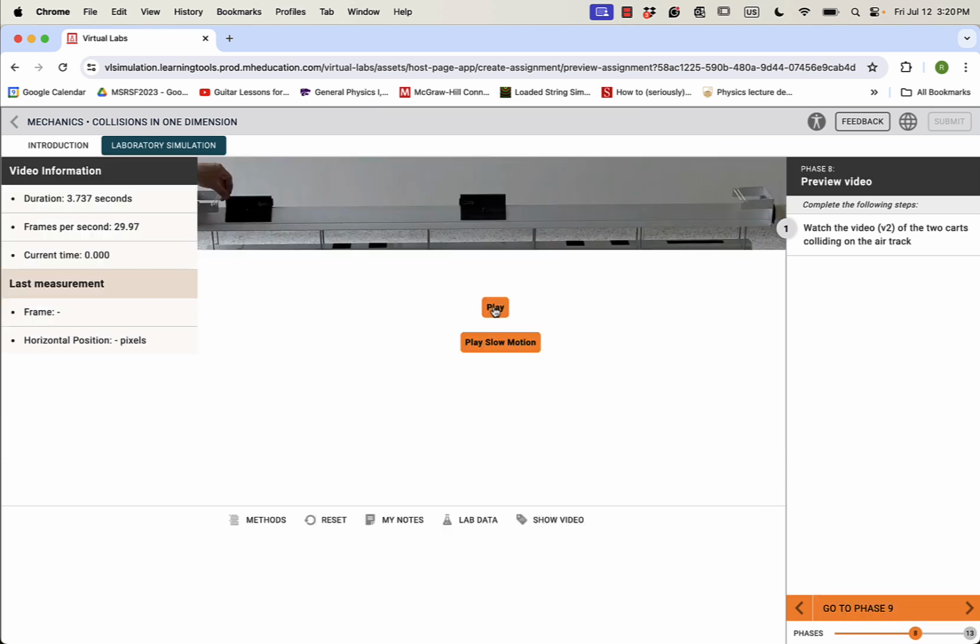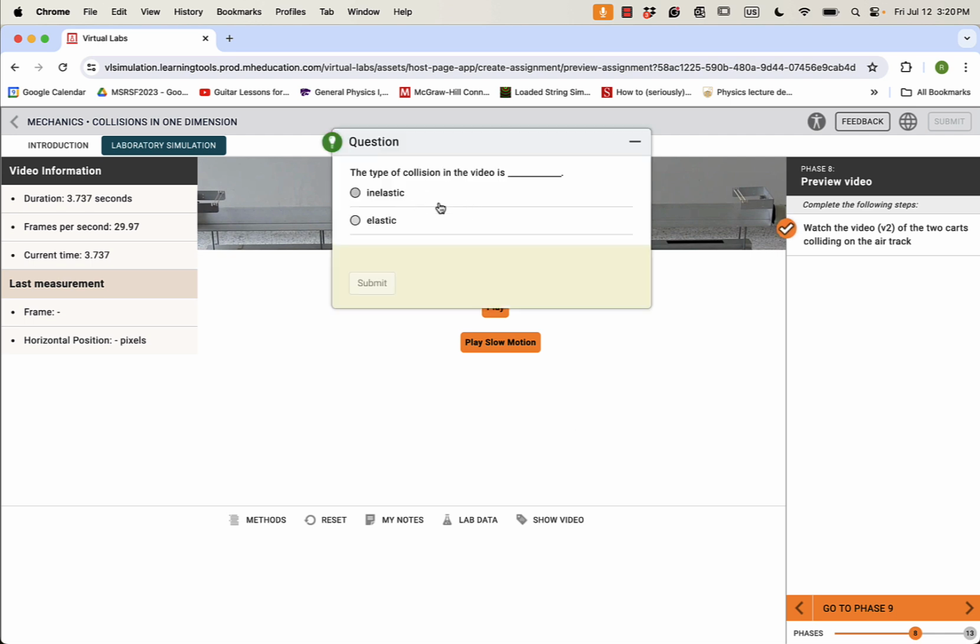So play this. In an inelastic collision, after the collision, the objects stick together. Okay, they don't bounce like before. So you see here they got stuck after the collision. Click the video 2 of the cart colliding in the track. So you already did that. We'll continue. We need to answer a bunch of questions. So I'll let you guys answer these questions.